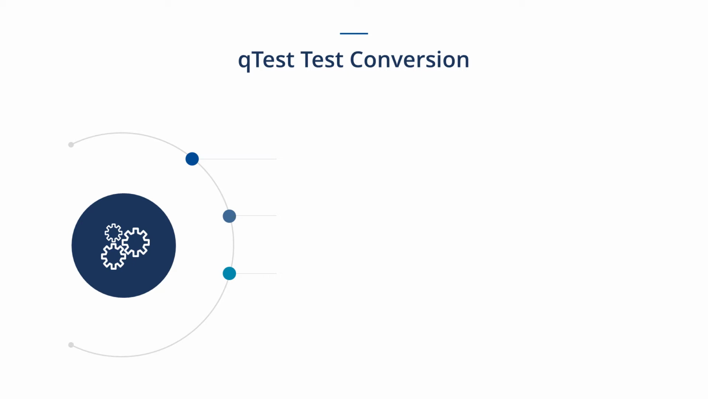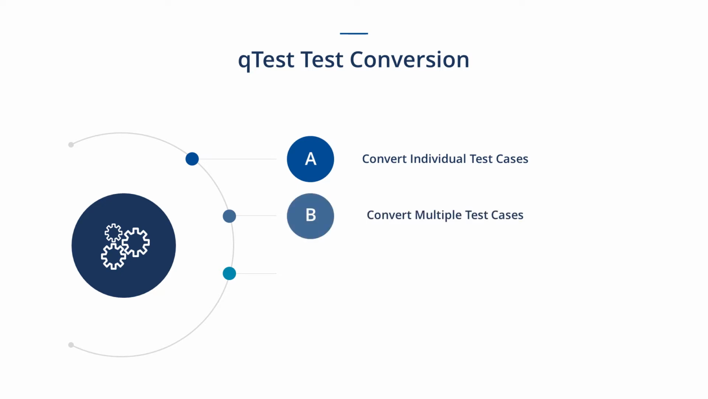Now, we will look at different ways to convert manual test cases to automated test cases in qTest. First, converting individual test cases. Second, converting multiple test cases. And third, using the data query result for multiple test case conversion.